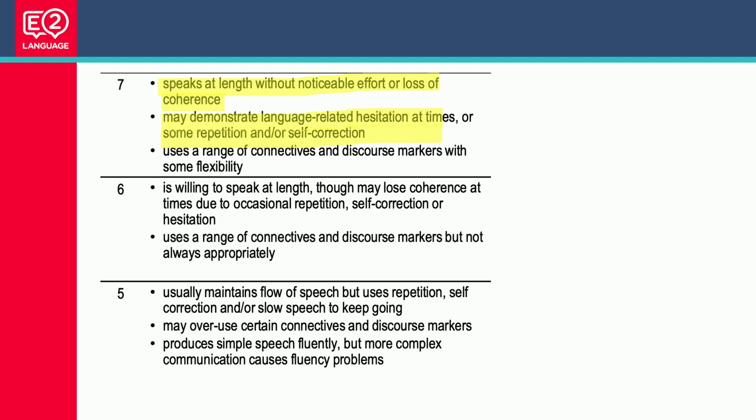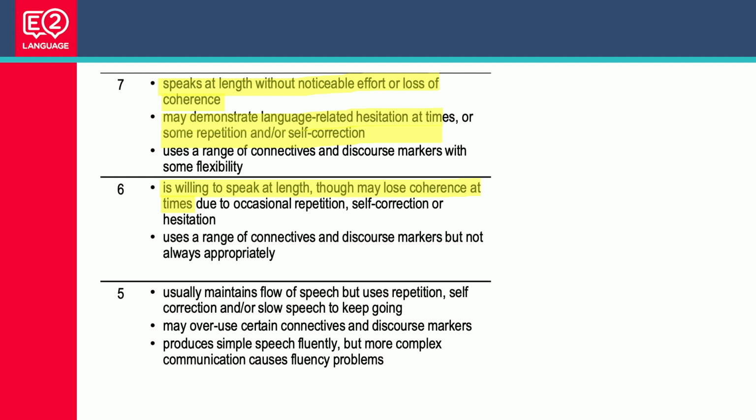So it's okay to have some language-related hesitation. You might be, for instance, thinking of the verb tense or looking for a particular word, and the examiner can see that you have a slight hesitation there. That's still okay to score band 7.